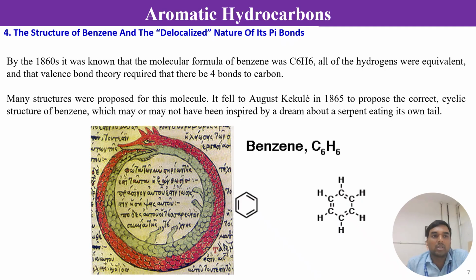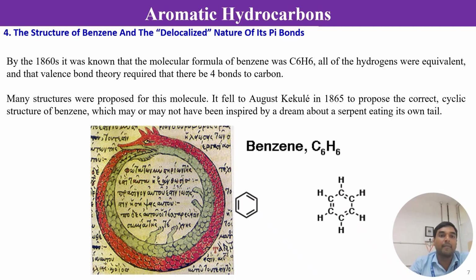From 1860 onwards, valence bond theory suggested that there would be double bonds to carbons, because if you see the non-bond equivalence, it will be 6 plus 1 minus 6 by 2, so that's around 4. Then many structures were proposed, and finally in 1865 Kekulé proposed a cyclic structure, benzene with three alternate double bonds.